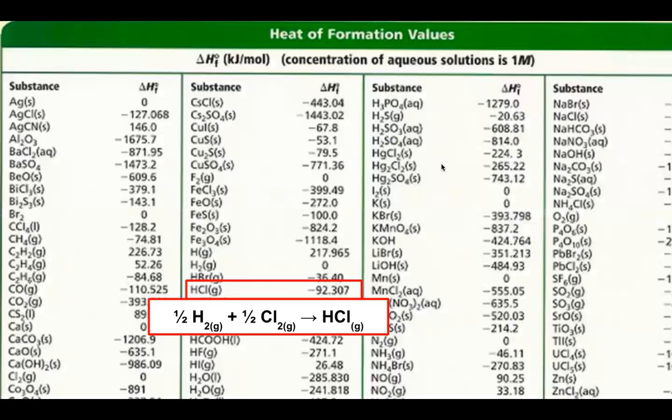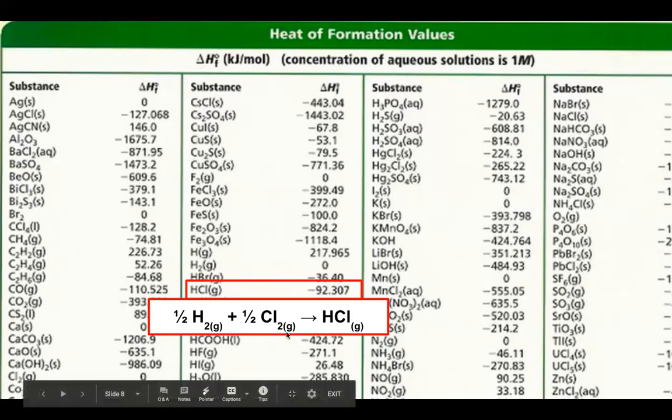And that's because if we go back to our table here, everything is associated with the formation of 1 mole of the substance. So the enthalpy change that's listed here is associated with 1 mole of the substance, okay?